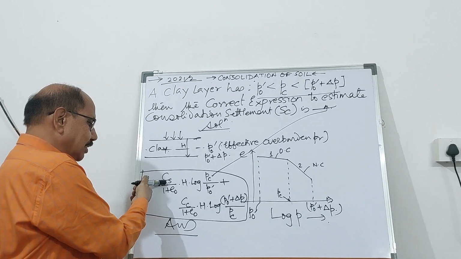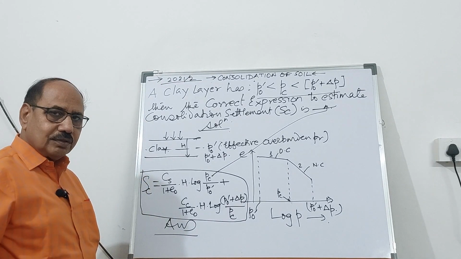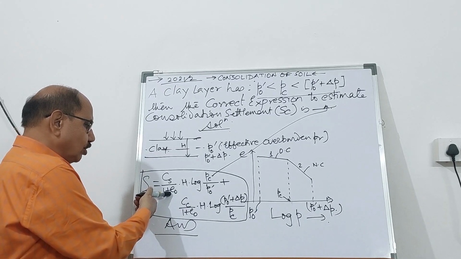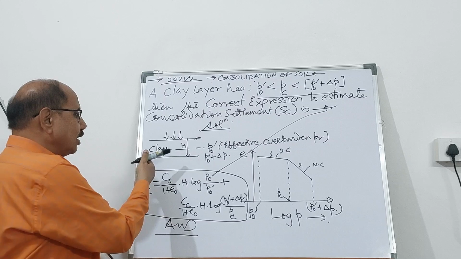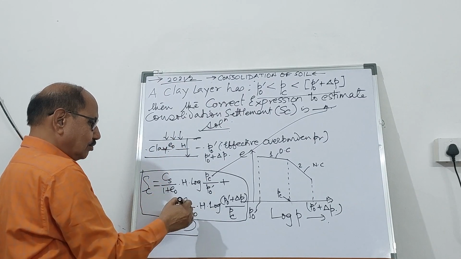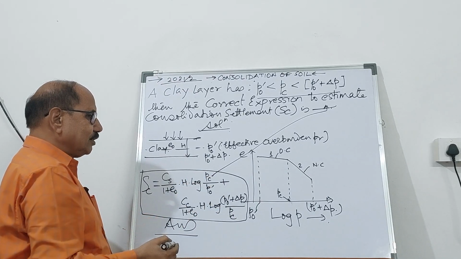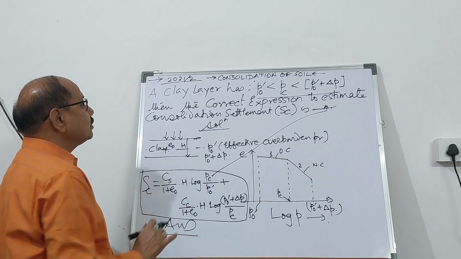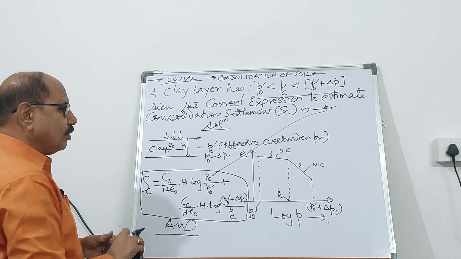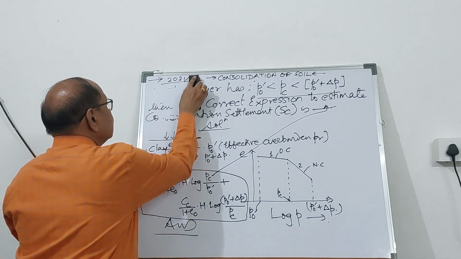So swelling index or recompression index, you can write it Cr also. Recompression index equal to swelling index. And e naught is the original void ratio of the ground. And H is the height of the clay layer. And Pc is the pre-consolidation pressure. So this is the answer of this question. Now the next problem is of 2021 set 1.